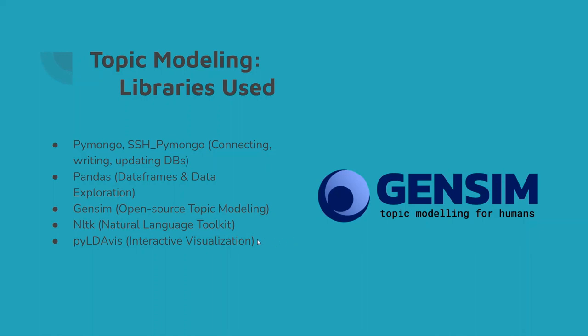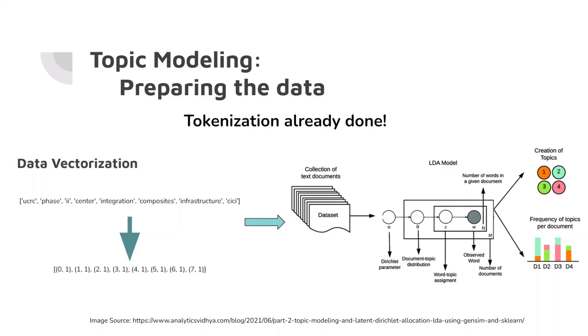Now, if you look at this slide, it's going to look very similar to Nicholas's because we use the same libraries to perform the same topic modeling on different subjects. So I'm going to use Gensim, NLTK, Pandas, PyMongo, and pyLDAvis for the visualization. Like I said before, we already did the tokenization. So now that we have all the tokens, just like before, we just need to perform the data vectorization and feed it into the LDA model itself.